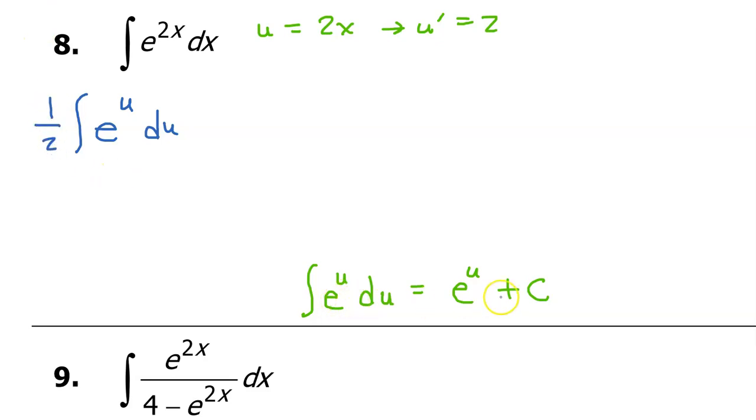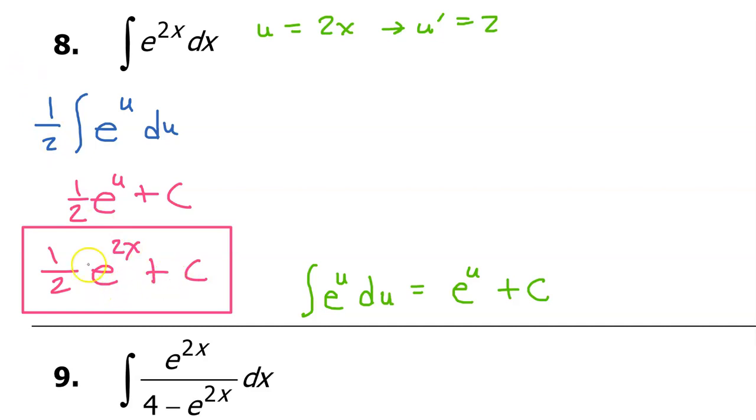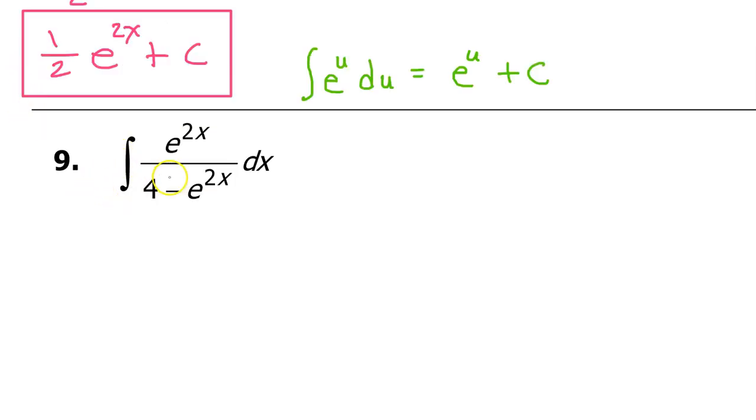So time for the memorized rule. So we will have e to the u plus c as the main integral, and we still have this 1/2 in the front. Let's go ahead and substitute 2x back in for u. So then we have 1/2 e to the 2x power plus c. So that's pretty easy.